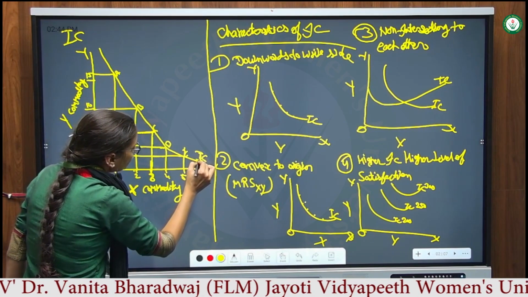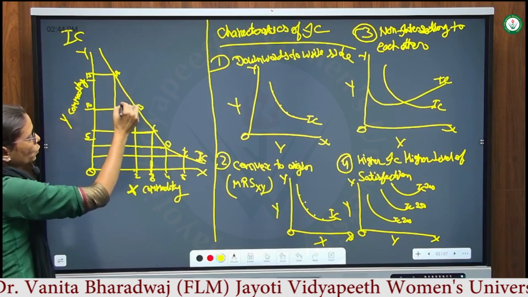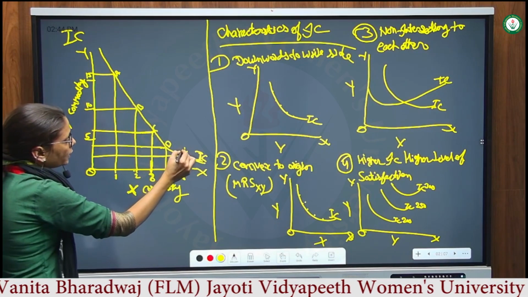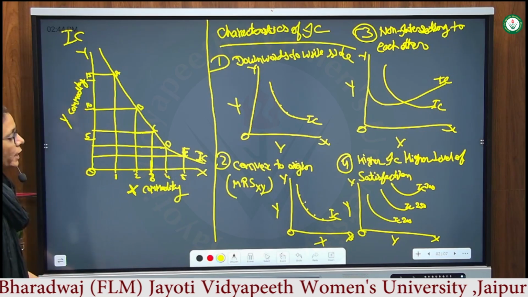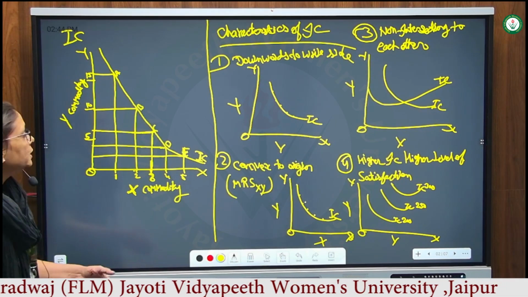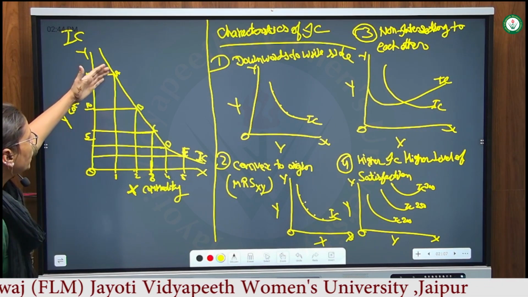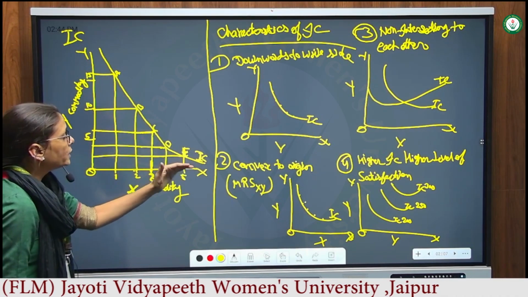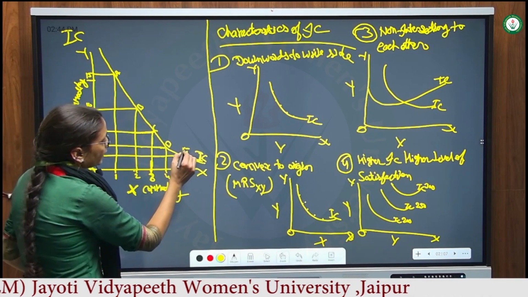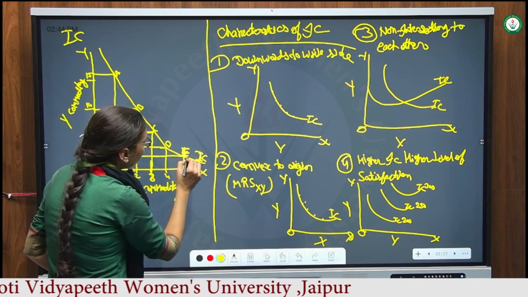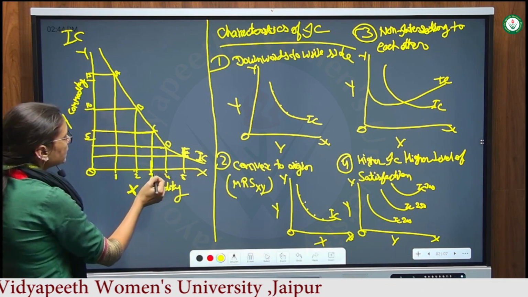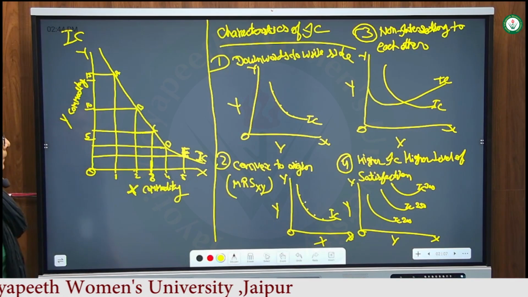The indifference curve shows the various combinations of 2 commodities which give the same level of satisfaction to the consumer. That's why he is indifferent. Indifferent means either he chooses the A combination or any of the others, he will receive the same level of satisfaction. That's why he is neutral. So this is the indifference curve.